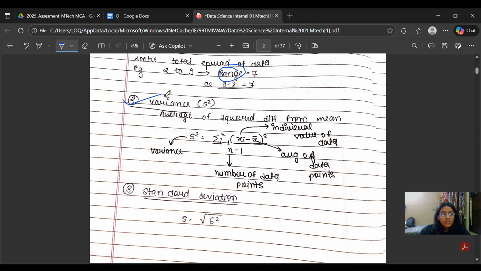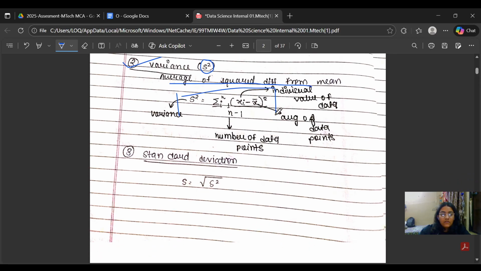Then we measure it by variance, denoted by S square. It is the average of the squared differences from the mean. This would be the formula, where S square is variance, summation over n, where n is the total number of data points, xi is the individual value of data, and x bar is the average of the data points. So we apply this formula to calculate variance.